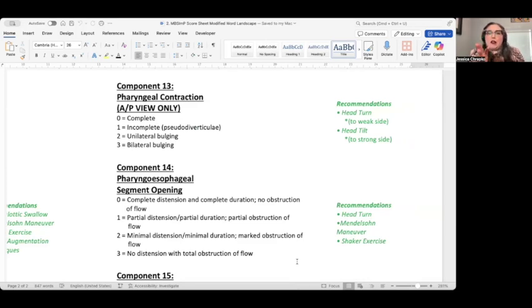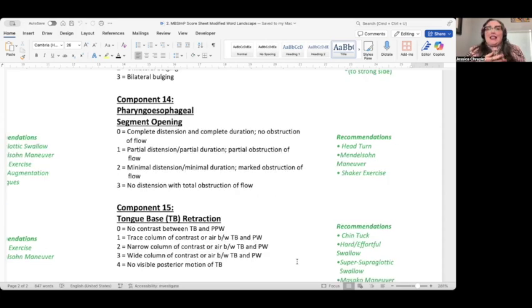So usually in a modified barium swallow, you are looking at the side profile, but for component 13, they want you to be facing the X-ray machine so that we can see if there's any asymmetry. For example, if there's weakness, then more food or liquid might be prone to going down the weak side and getting stuck there. Component 14 is how well is your upper esophageal sphincter, the circle of muscle that keeps your food tube closed at the top.